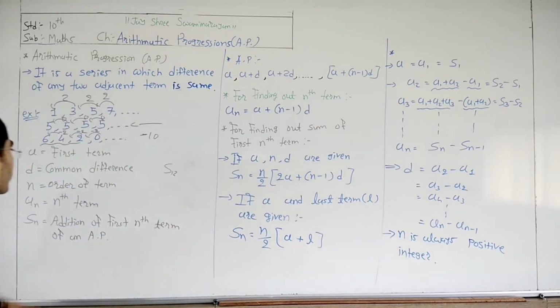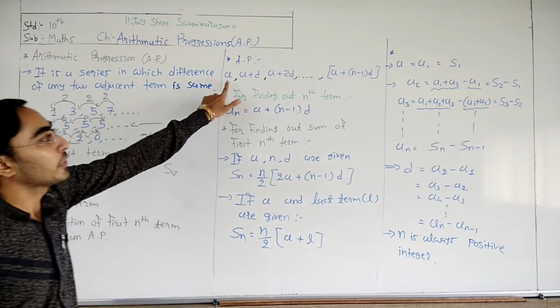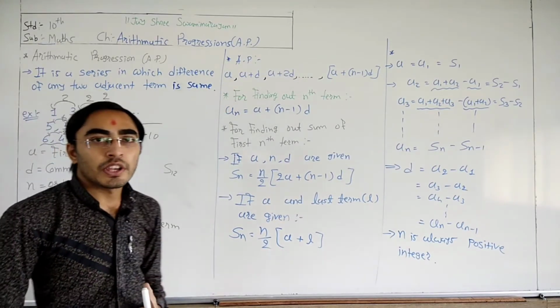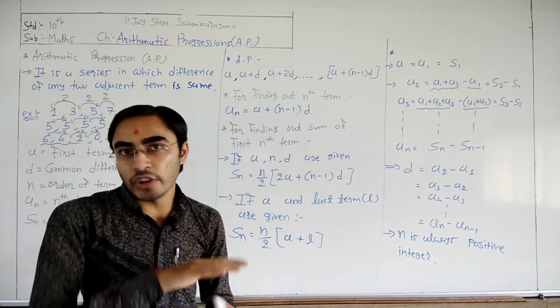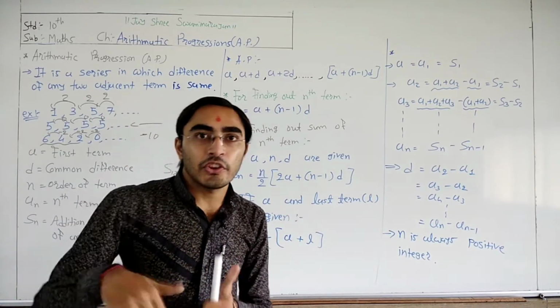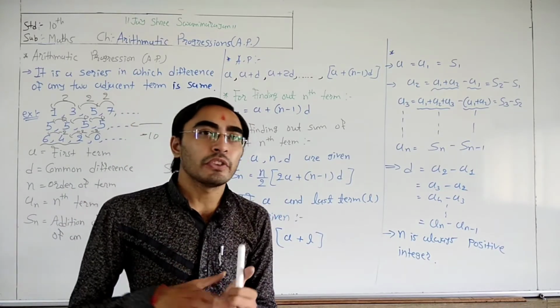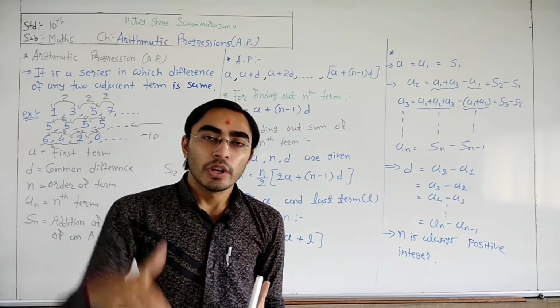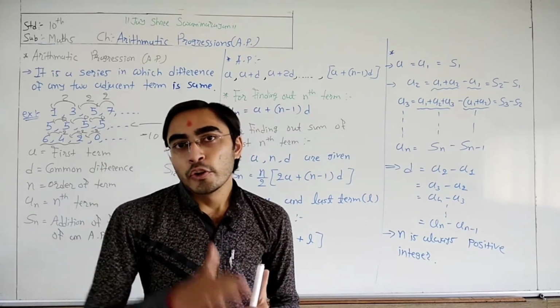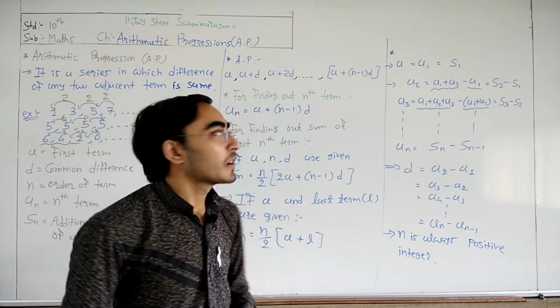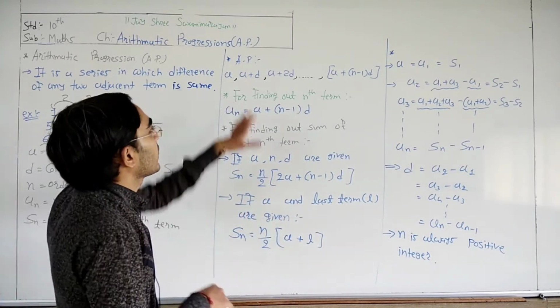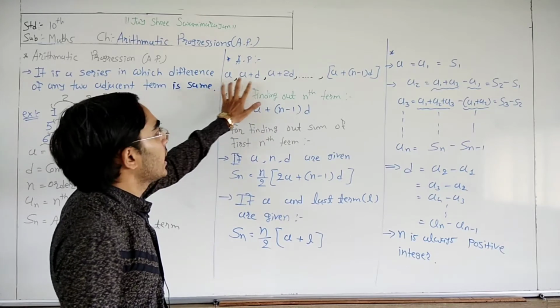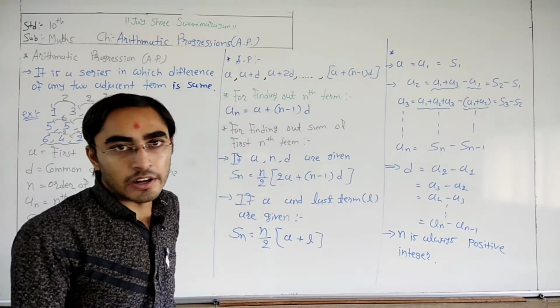Again, our first term is represented by A. Every time the difference D is added, and this difference D can be a positive number or a negative number. If it is an increasing series, the difference D is positive. If it is a decreasing series, the difference D is negative. But for the formula, first of all the first term is A, and after that every time the difference D is added.